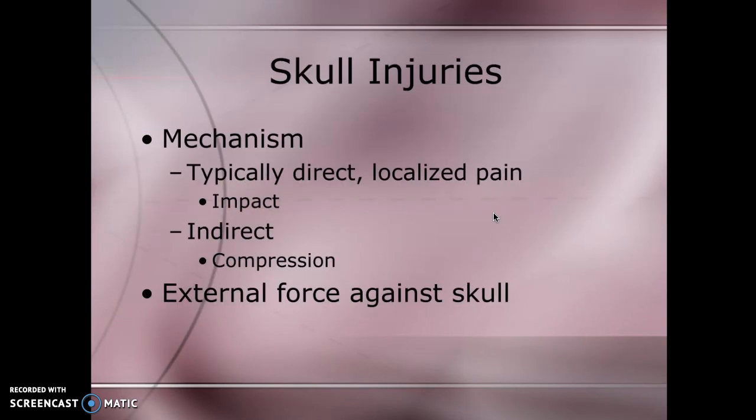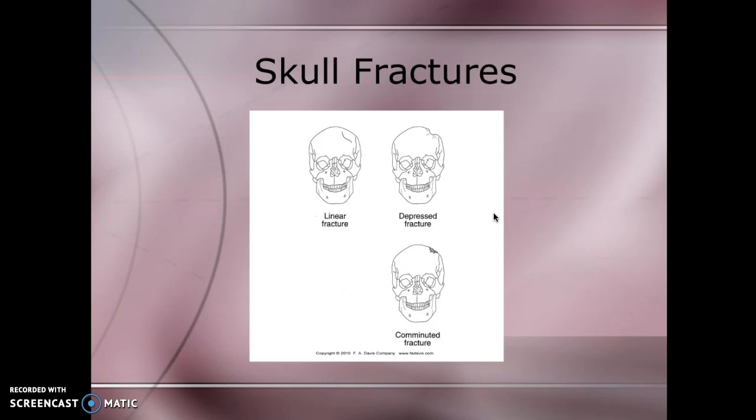Okay, skull injuries. The mechanism again is typically direct, and the patient would have localized pain, so they've typically been hit by something. There can be a compression skull fracture. We don't tend to see those very often, but certainly we're describing a mechanism of injury where some sort of external force hits the skull. There are linear fractures, as you can see here in this diagram. That's what we tend to think of as the most general type of fracture in our body. In the skull, we can have depressed fractures and also comminuted. These are really unlikely to occur in sport participation, so we're probably not going to see them.